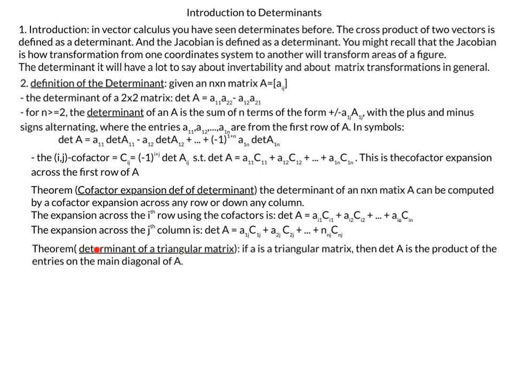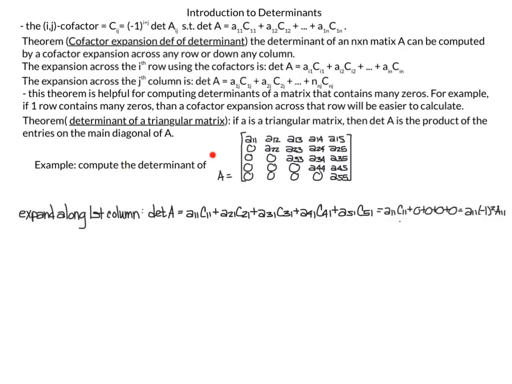Next, I have this theorem concerning the determinant of a triangular matrix. So if A is a triangular matrix, then the determinant of A is the product of the entries on the main diagonal. And I'm going to show you an example to give you an indication of why that's true. So here we have a triangular matrix. It's 5 by 5. So I have A11, A22, A33, A44, A55 across the diagonal. Underneath I have zeros because it's triangular. And then above the diagonal we have other entries.